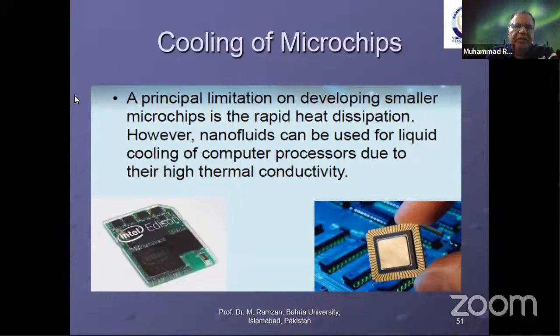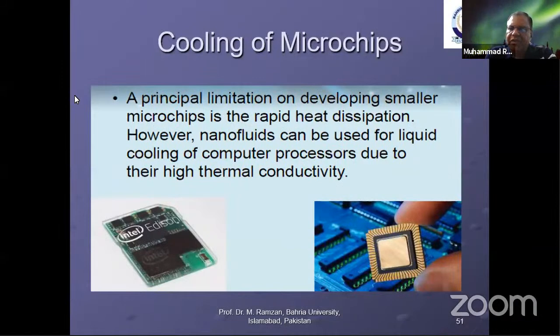Cooling of the microchips in the computers. A principal limitation on developing smaller microchips is the rapid heat dissipation. However, nanofluids can be used for the liquid cooling of the computer processors due to their high thermal conductivity. It is predicted that the next generation of the computer chips will produce localized heat flux over 10 megawatt per meter square with total power exceeding 300 watts.